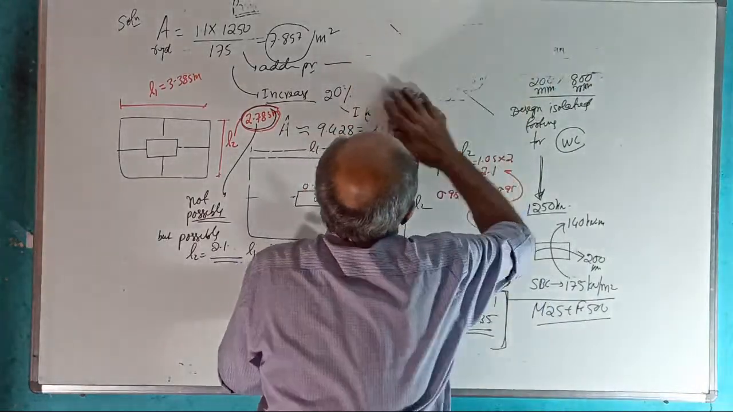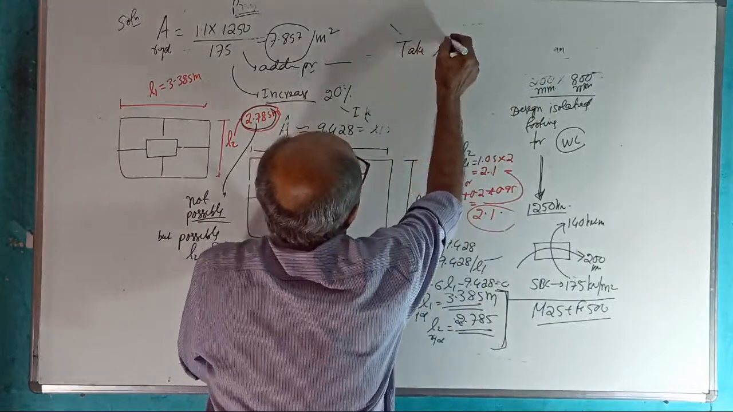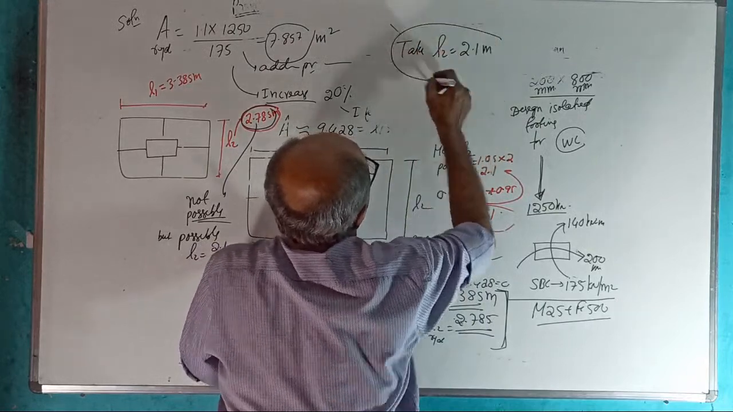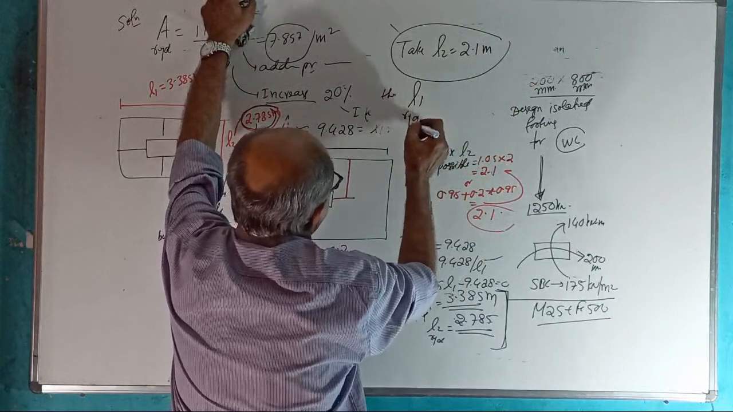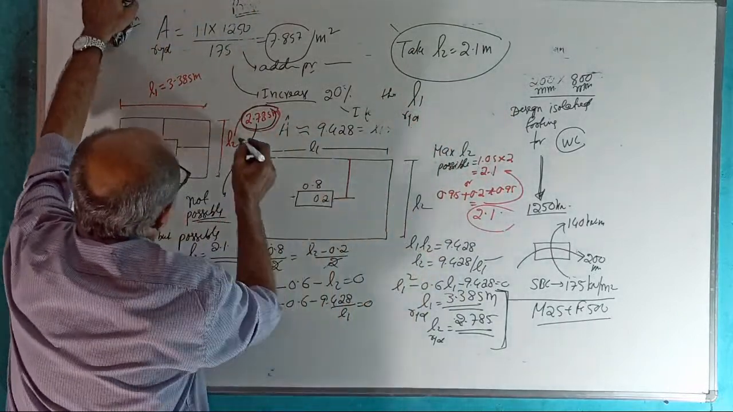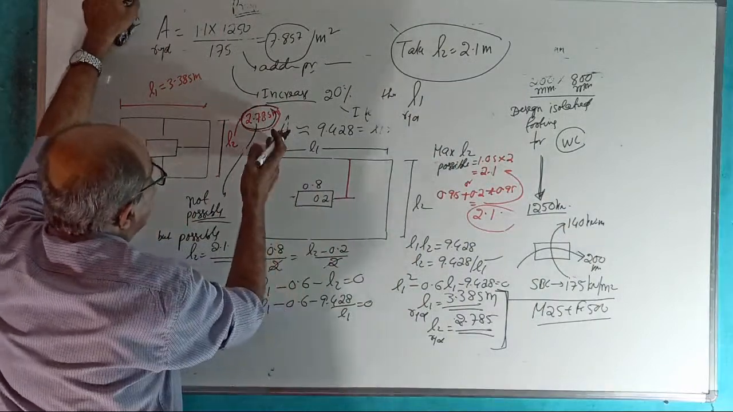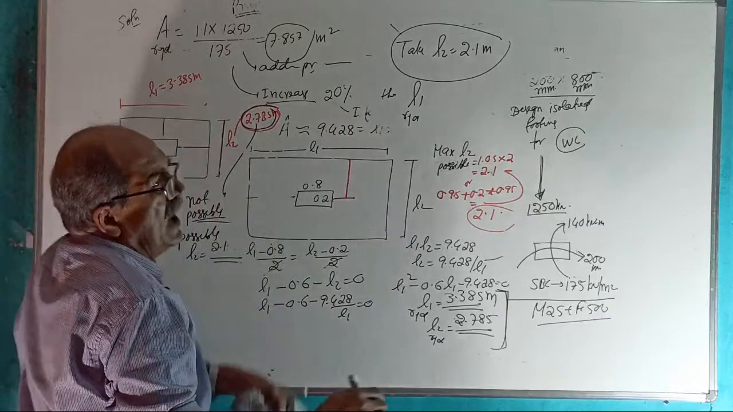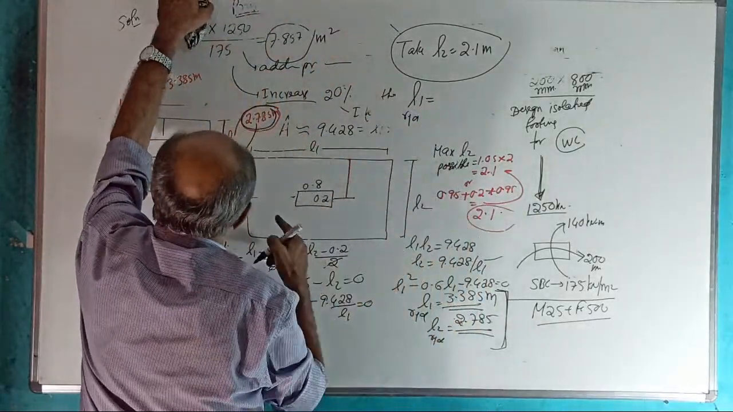Therefore, you take L2 equal to 2.1 meter. Tell me. Then, what is L1 required? You see, you require L2 of 2.785. You cannot give 2.785. You can give only 2.1. So, L1 you have to increase. Tell the answer. Then L1 equal to, what is the area required?